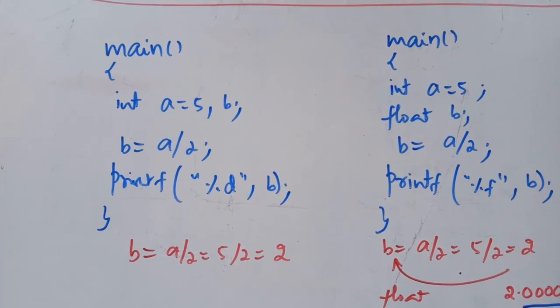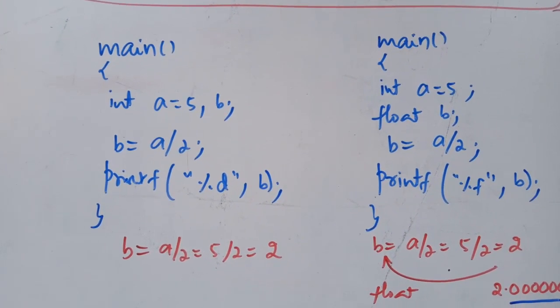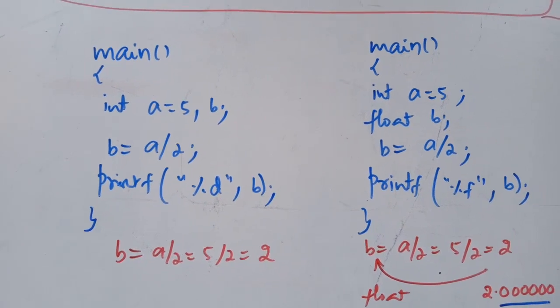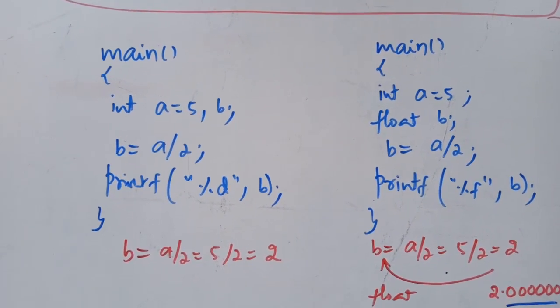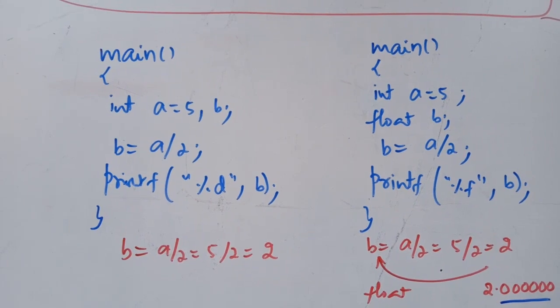Look at the first demo program. We have two variables A and B. A is assigned with 5 and the statement B is equal to A by 2. 5 by 2 is as usual 2.